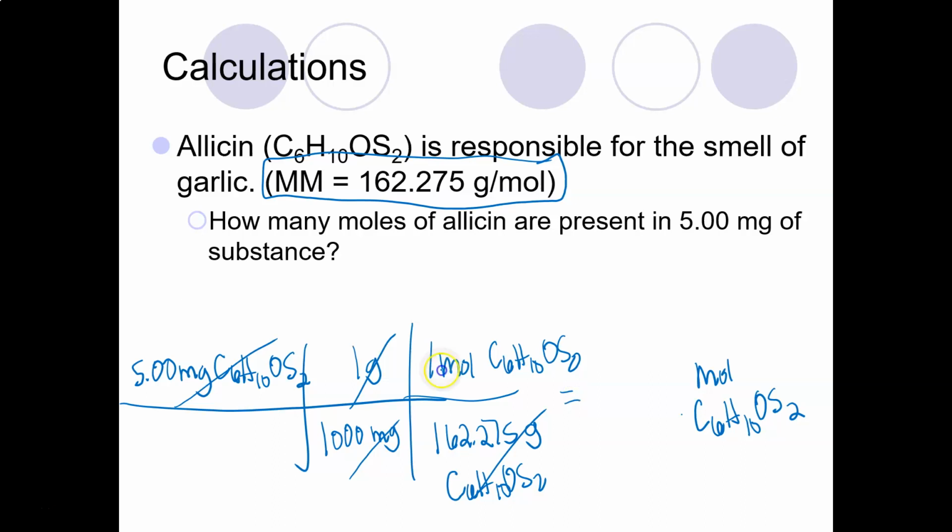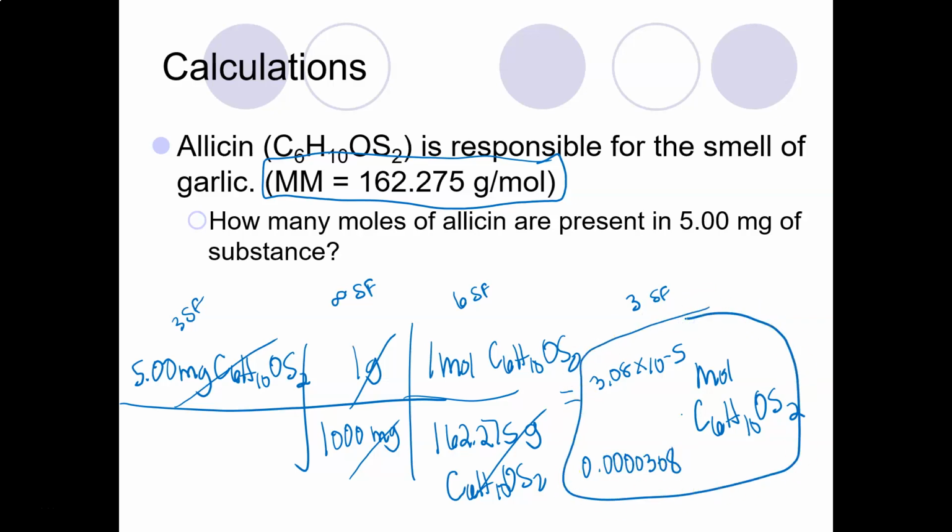Let's look at sig figs first. 5.00 has 3 sig figs. The metric prefixes, do you remember how many sig figs they have? An infinite number of sig figs because they are definitions. And then the molar mass has 6 significant figures. So which one's smaller? 3, infinity, or 6? Hopefully your answer was 3. So when I do this, I'm going to write this in scientific notation because it was a pretty small number. 3.08 times 10 to the negative 5th moles, which would be 0.0000308. Both of those are correct answers.